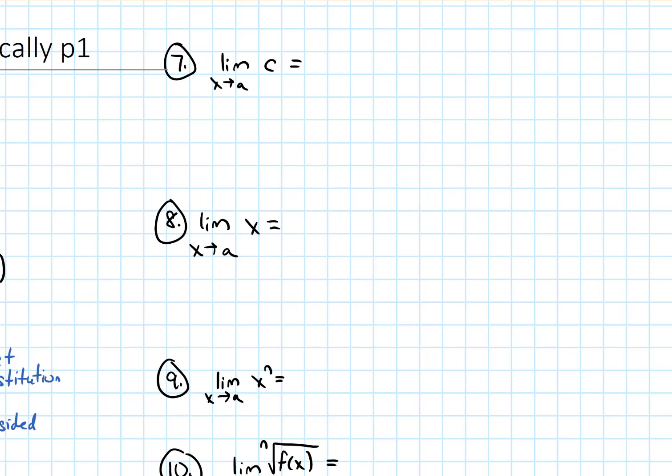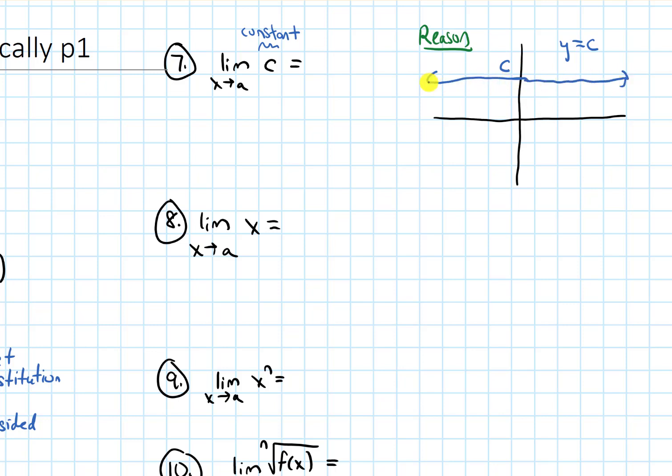The seventh one says the limit as x approaches a of c, and remember c is some constant, which means it's some fixed real number, like the number 3 or the number 7.2. Before I say what this equals, we can actually explain this one with a picture. We can give a reason for this one. I'm going to draw an axis, and I want to draw the graph of y equals c. So y equals c is going to be a horizontal line that goes through the number c on the y-axis.